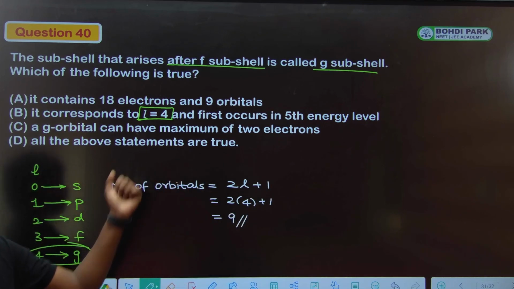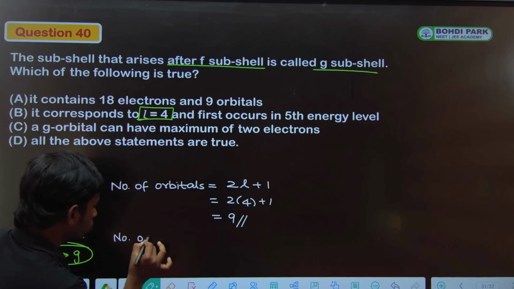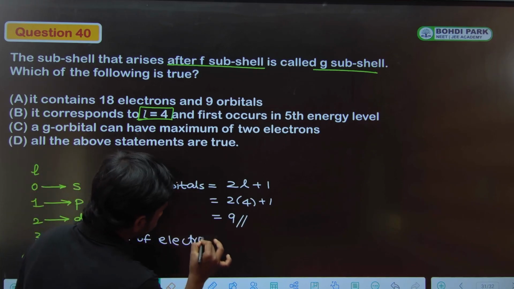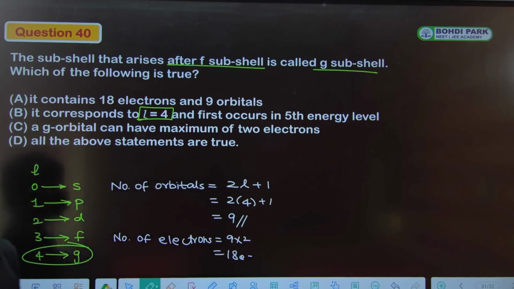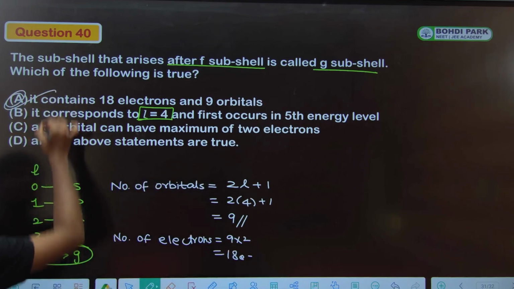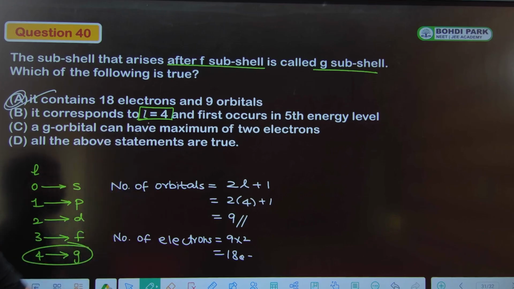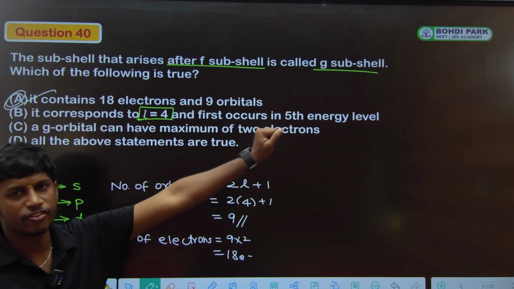Then how many electrons in total? In one orbital there are 2 electrons. So number of electrons is equal to 9 into 2. There are 18 electrons. Maximum they can occupy 18 electrons. So first statement is correct, and it corresponds to L is equal to 4. It first occurs at fifth energy shell.